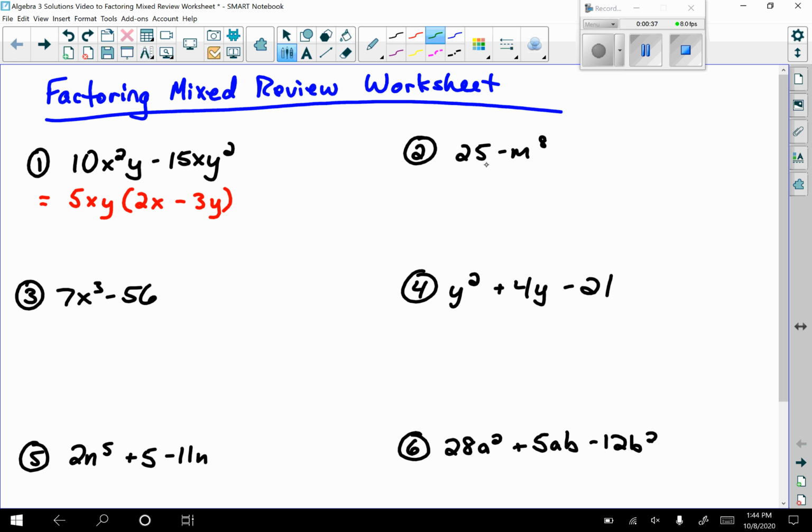For number 2, 25 is a perfect square. M is raised to an even power, so this is a difference of squares. I just make 2 sets of parentheses, take the square root of each term, so we'll get a 5. Now the square root of m to the 8th will be half of that exponent, so m to the 4th. So then I have a 5 and an m to the 4th. And then I just put 1 plus sign, 1 minus sign. Now for the 5 minus m to the 4th, I would try to factor that again, but 5 is not a perfect square, so I can't.